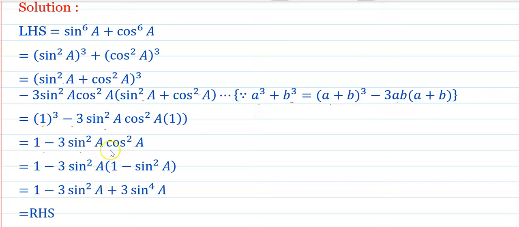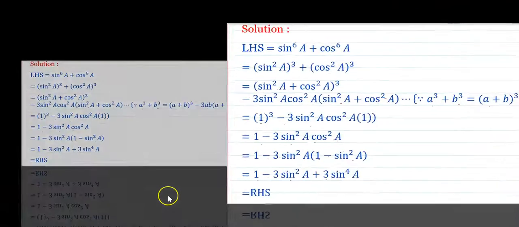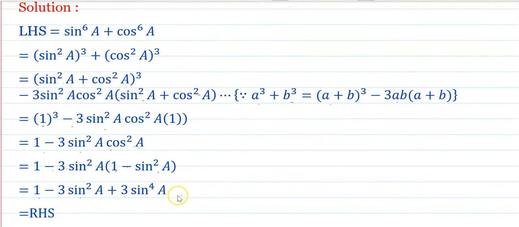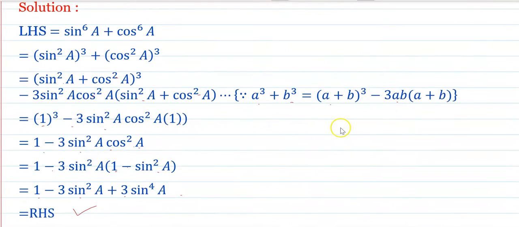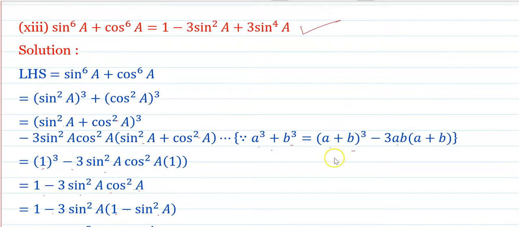Now this cos square a can be written as 1 minus sin square a. Next multiplication, that is 1 minus 3 sin square a. This minus and minus will become plus. Plus 3 sin raised to 4 a. Okay. And this is nothing but the RHS. And hence LHS is equal to RHS using this formula.